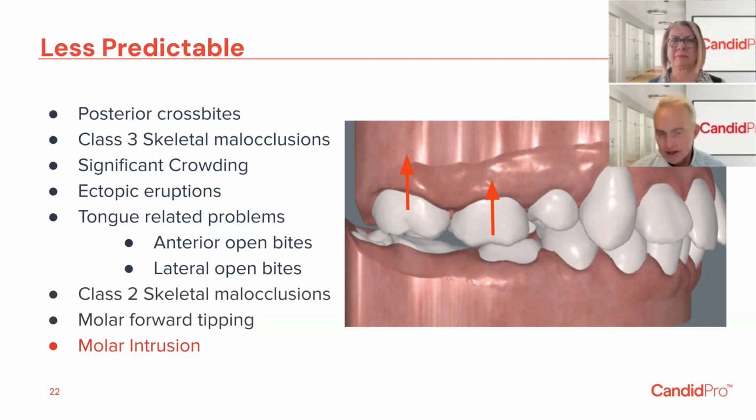We can do it if we use extra anchorage like temporary anchorage screws, mini screws, and things like that, and elastomerics and springs. But for the basic Candid Pro doctor who wants to treat predictable cases, I would suggest not attempting these cases. The orthodontist and the oral surgeon have more tools in their toolbox to be able to attack these cases so that we can restore those lower posterior teeth.